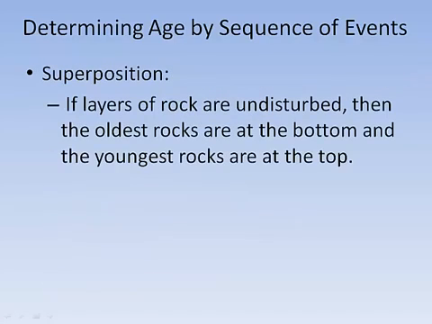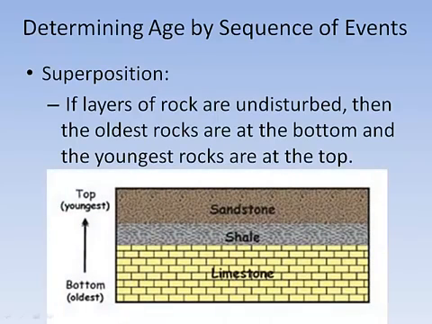Okay, the first one we're going to talk about is superposition. And that's really pretty simple. If we have layers of rock that haven't been disturbed, the oldest rocks are going to be at the bottom and the youngest rocks are going to be at the top. Think about it this way. If you made a giant pile of something, the oldest stuff in your pile would be at the bottom, and the things you put on the pile last would be at the top. And that's basically the idea behind this. The oldest layers of rock are at the bottom, the youngest are at the top, if the rocks haven't been disturbed.